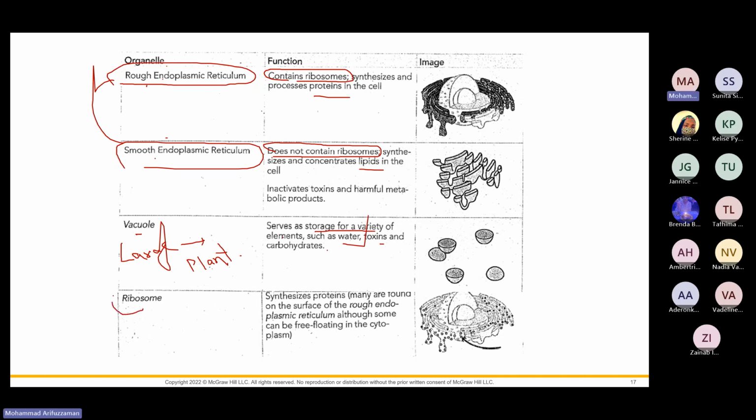The ribosome has an important function, it synthesizes protein. Just remember this function. The function of ribosome is to synthesize protein.